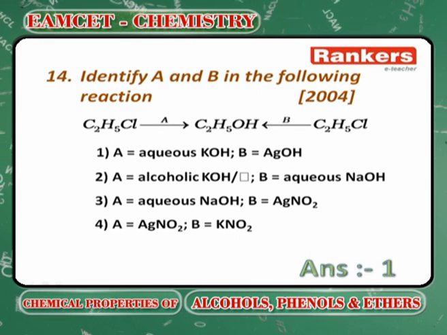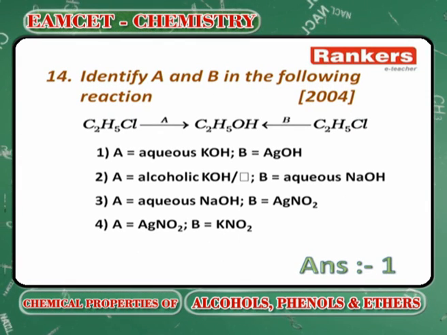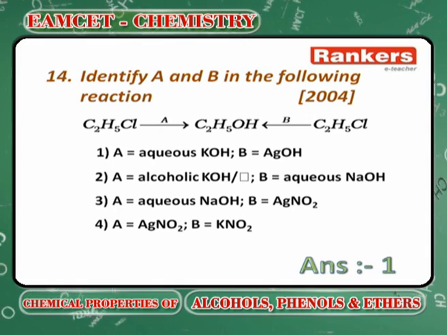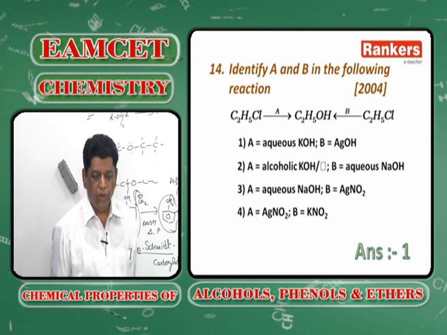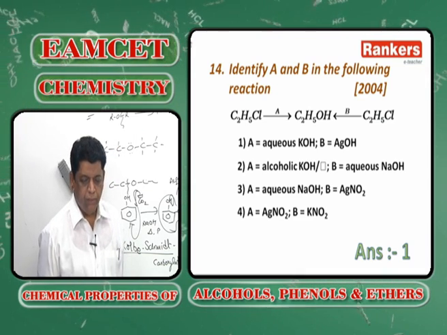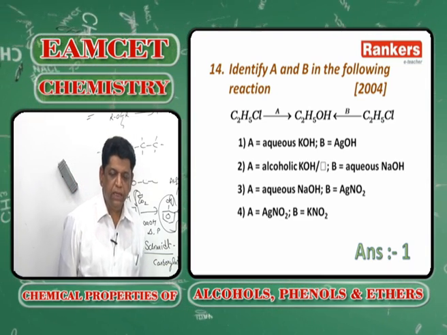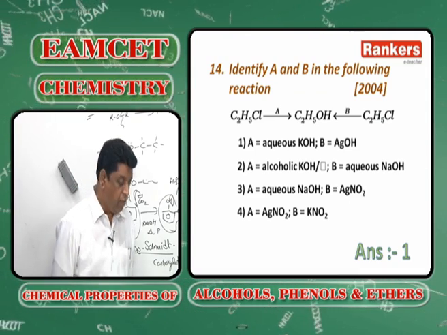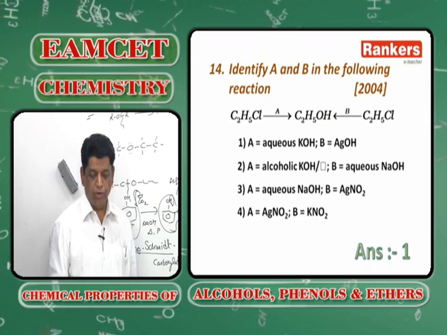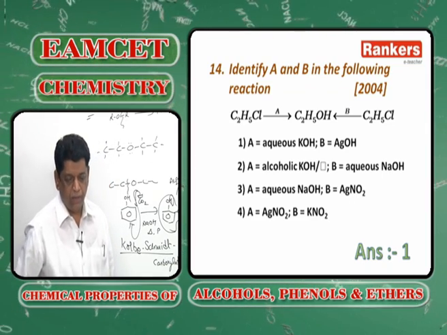Identify A and B in the following reaction. So, ethyl chloride with something you got ethanol, and ethyl chloride with something again you got ethanol. So, what must these two be? One must be aqueous KOH, the other one is also similar to that, and must be silver hydroxide or moist silver oxide. Answer 1 is the right one, therefore. Next.